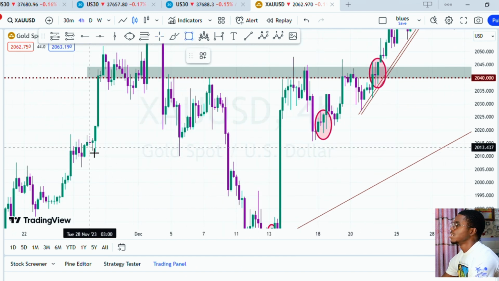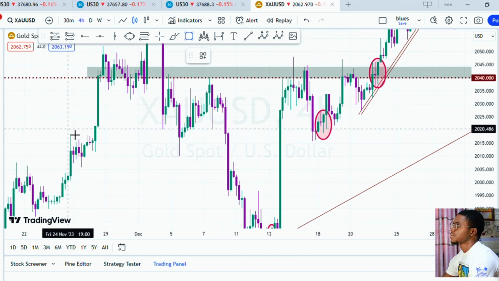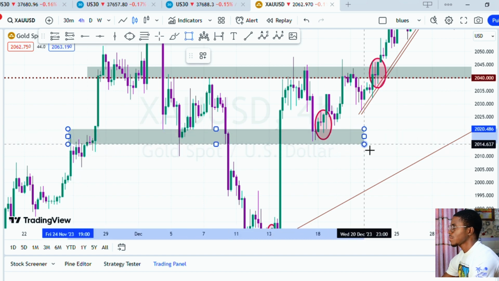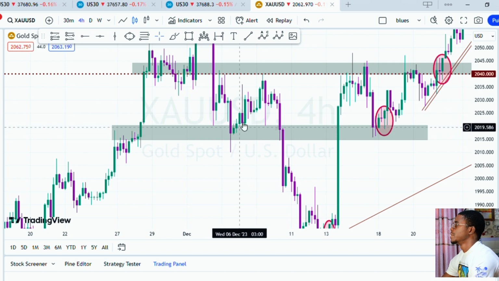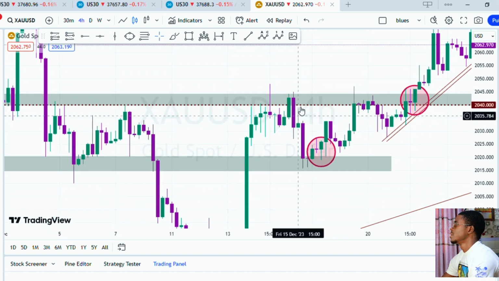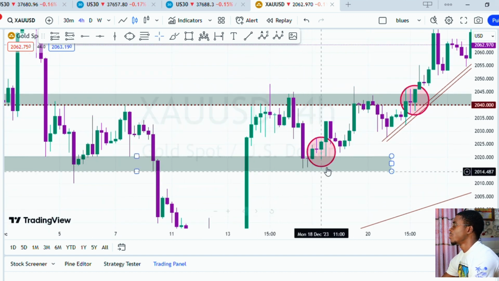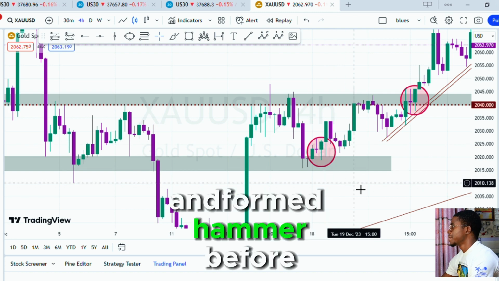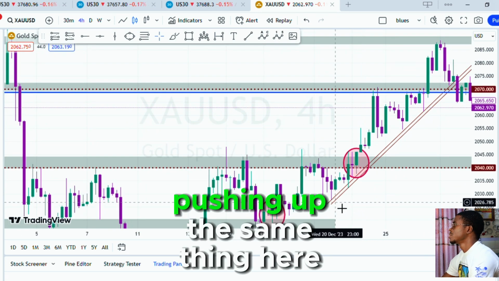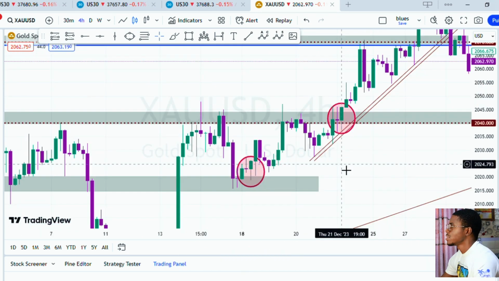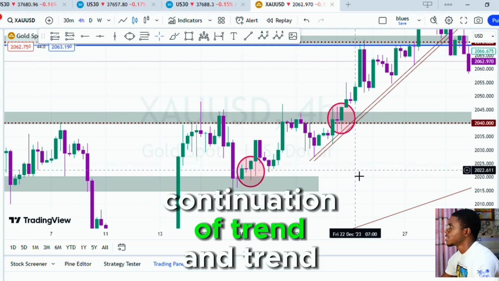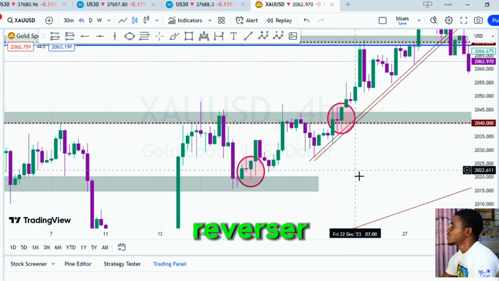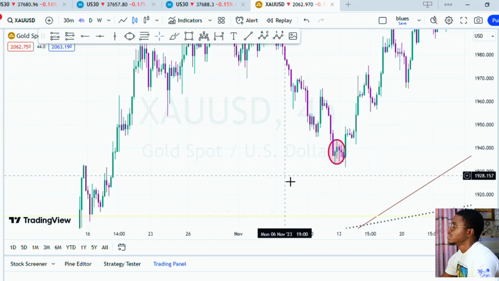Here is strong zone 2. See the same zone. Market broke the same zone, came back and formed a hammer before pushing up. The same thing here. This candlestick can give you two signals: continuation of trend and trend reversal. The same thing here.